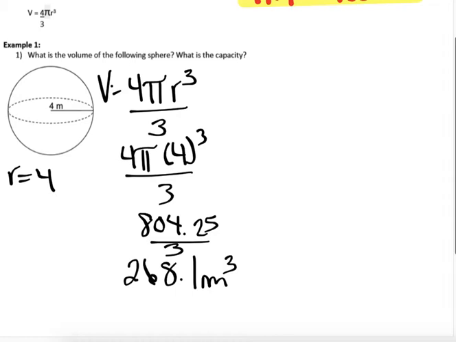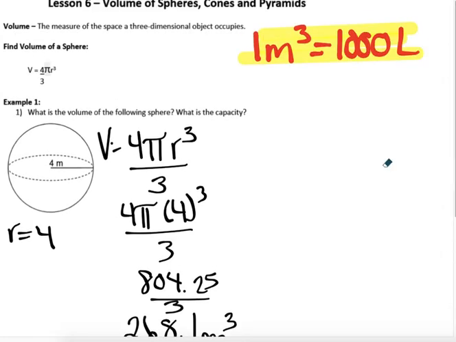Now when you're going from meters to liters, you're going to multiply by 1,000. Centimeters to liters, you're going to divide by 1,000. Super important. Don't forget that meters you multiply, centimeters you divide.